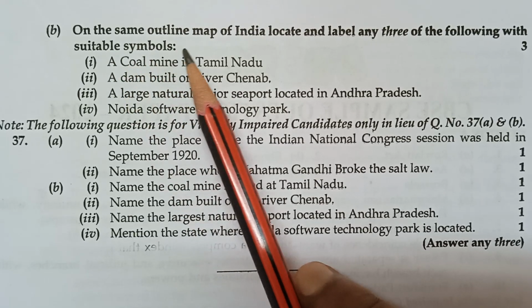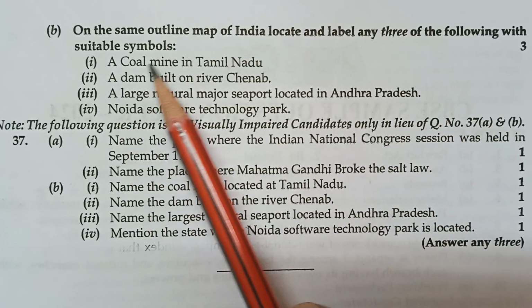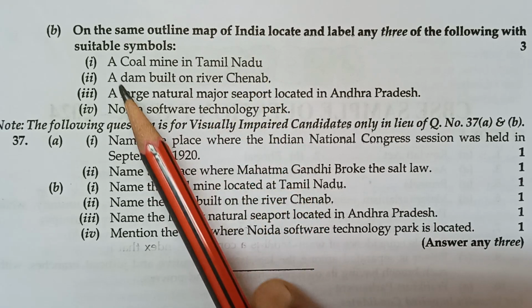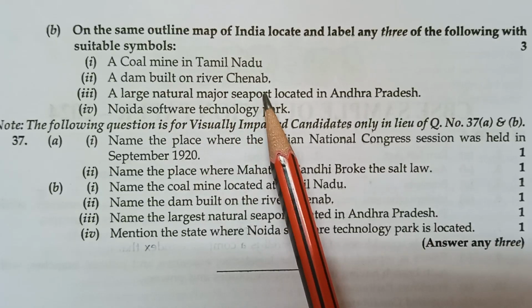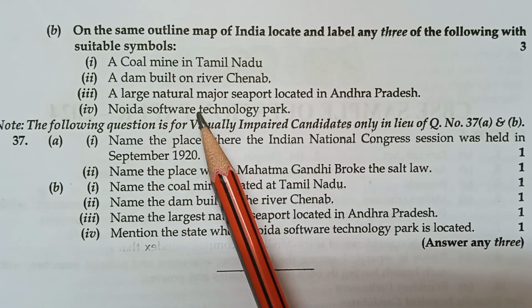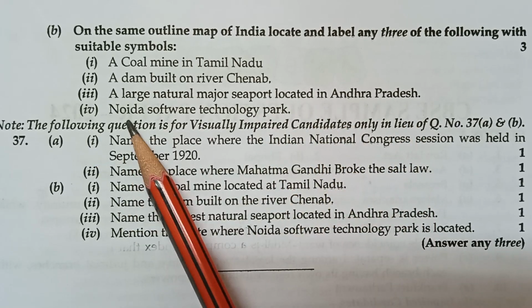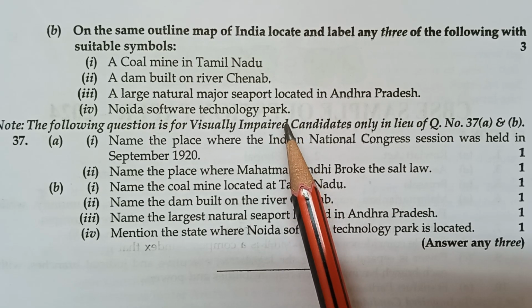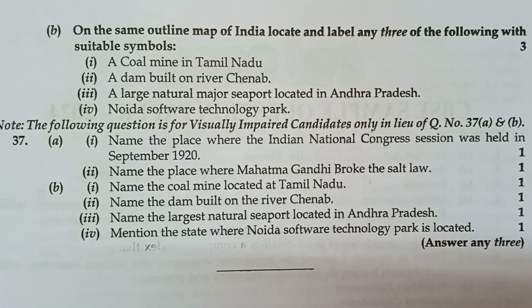On the same outline map of India, locate and label any three of the following with suitable symbols. You have been given four options here, but you only have to mark three. One is a coal mine in Tamil Nadu. Second, a dam built on the river Chenab. Third, a large natural seaport located in Andhra Pradesh. And fourth, Noida Software Technology Park. This is coming again and again, and you know that in the previous year question papers we have seen the weightage of the Noida Software Technology Park and Mohali also.